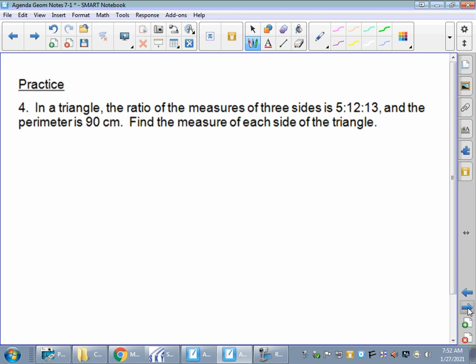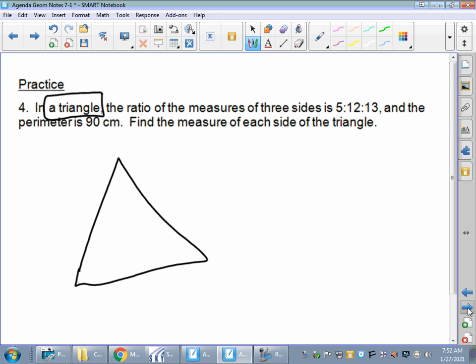This looks a bit intimidating at the beginning, but if you know me at all, you're going to know the first thing I'm going to want to do is draw a picture. I've got myself a triangle. Now, obviously, I don't go for fancy pictures. The ratio of the three sides is 5 to 12 to 13, so I'm just going to put those on the sides, 5 to 12 to 13. It's pretty obvious I drew a terrible triangle. Here's the thing, the perimeter equals 90 centimeters. Does everybody know that perimeter is the sum of the sides?